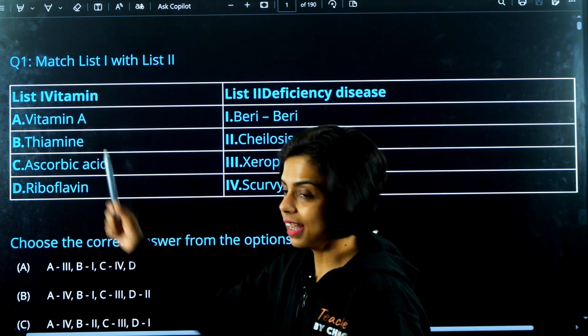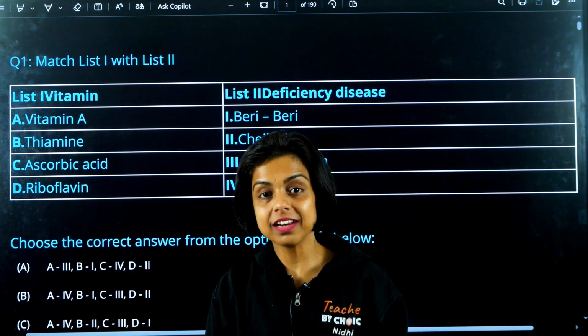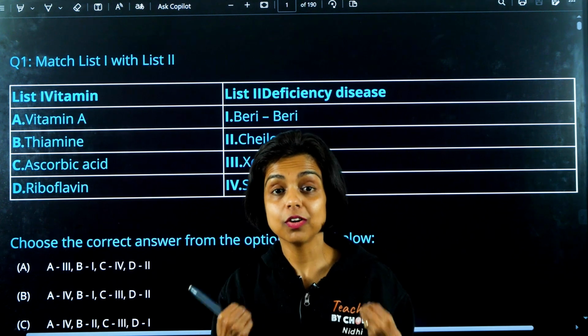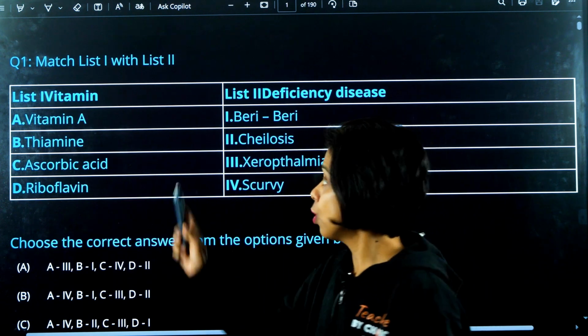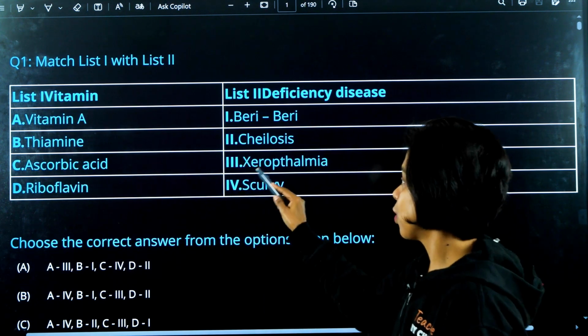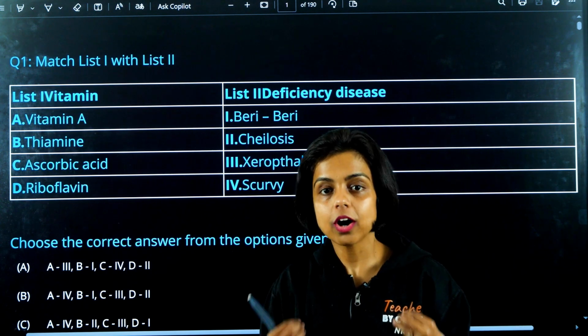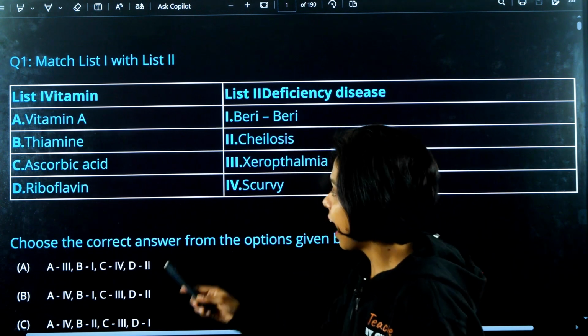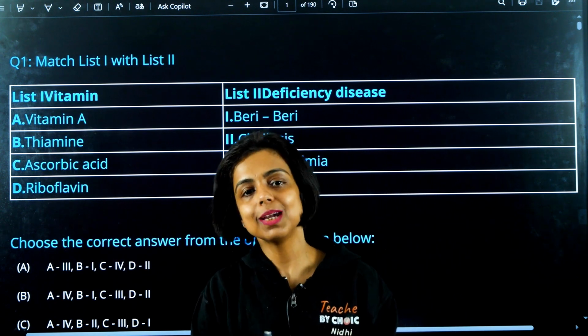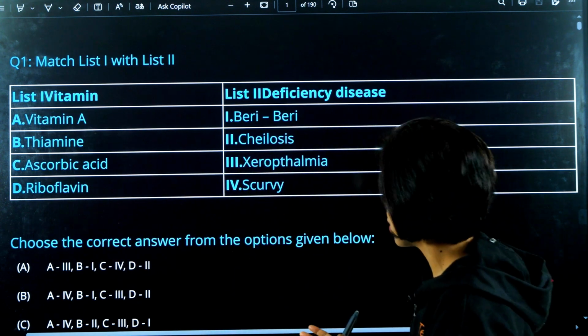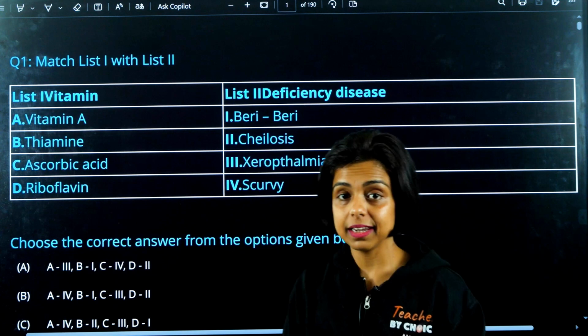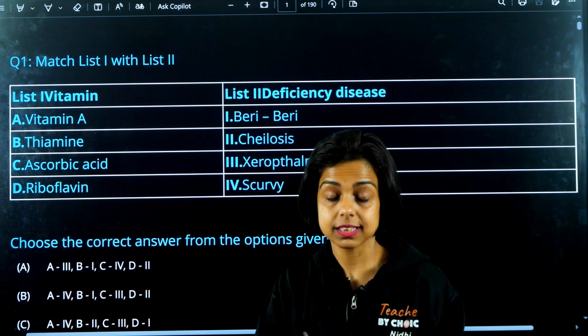So vitamin A, I'm sure you all know the disease related to eyes. It is very important for a good eyesight, vitamin A, right? So vitamin A deficiency causes xerophthalmia. That is something, some issue or disease related to your vision, right? And thiamine is vitamin B1. So vitamin B1 deficiency causes beriberi, the numbness, the weakness, the tiredness.